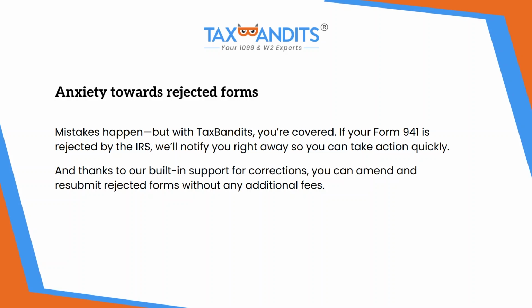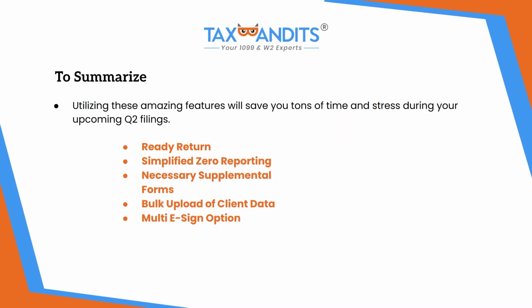Mistakes happen. I get it. Thankfully, our system automatically notifies you if your Form 941 gets rejected by the IRS so you can address issues properly. And thanks to our built-in support for corrections, you can amend and resubmit any rejected forms without any additional fees. To summarize, our goal is to make your filing process as smooth and accurate as possible. Utilizing these amazing features will save you tons of time and stress during your upcoming Quarter 2 filings.